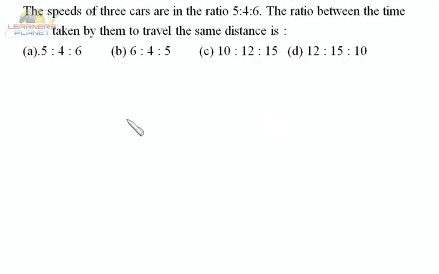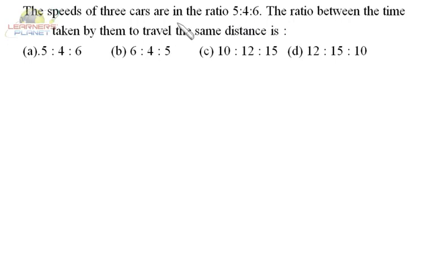Now in this question, the speed of 3 cars are in the ratio 5:4:6. Then we have to find out the ratio between the time taken by them to travel the same distance. Definitely speed and time are in inverse variation. That means the car which is having higher speed will take less time to cover up the same distance.